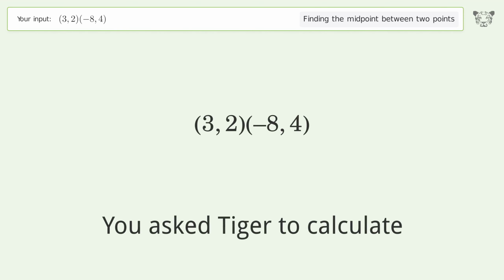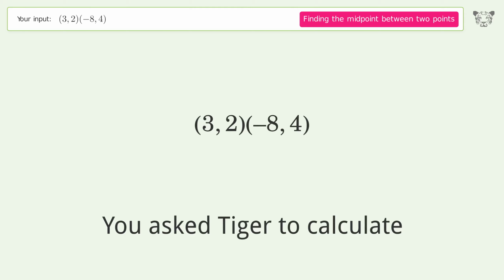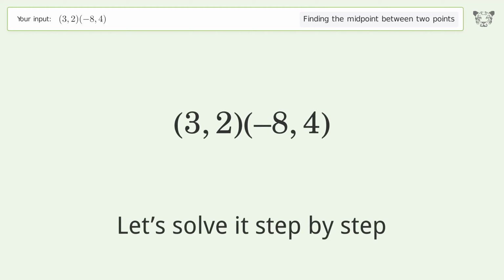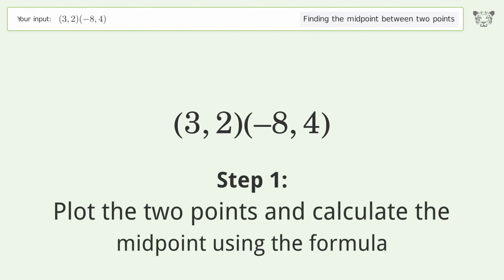You ask Tiger to calculate. This deals with finding the midpoint between 2 points. The midpoint between the 2 points is negative 2.5, 3. Let's solve it step by step. Plot the 2 points and calculate the midpoint using the formula.